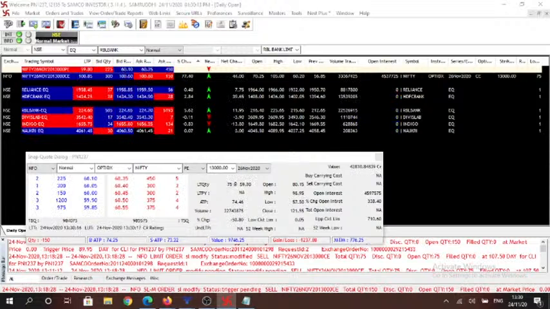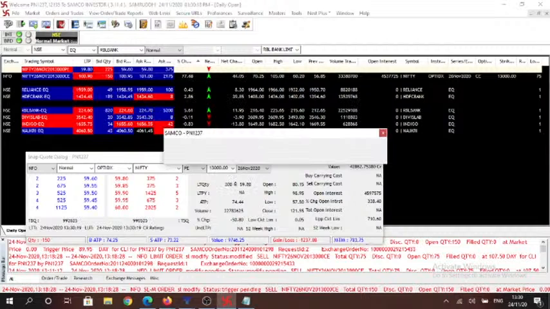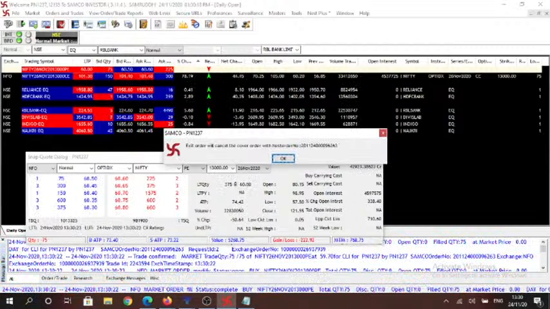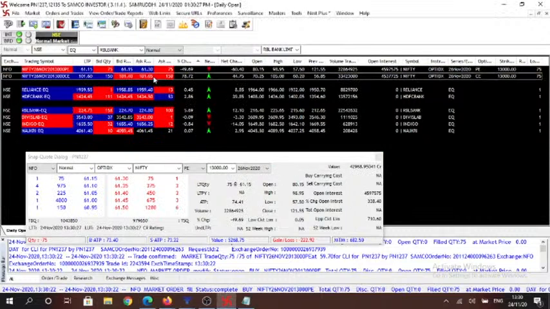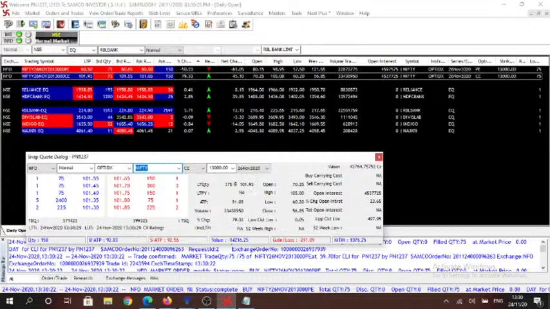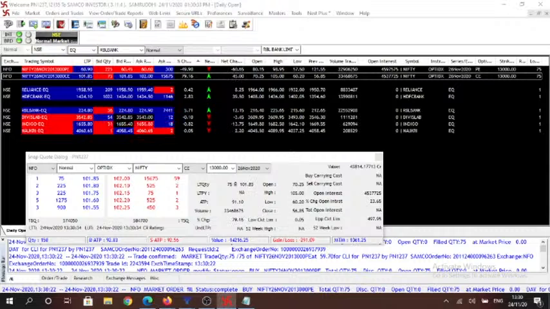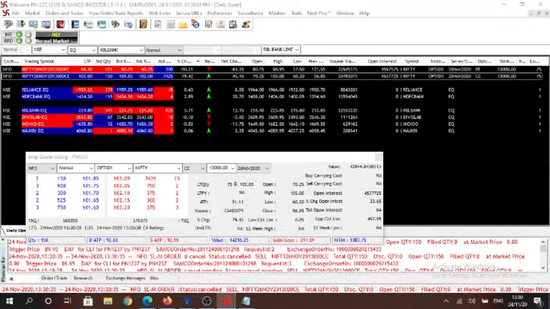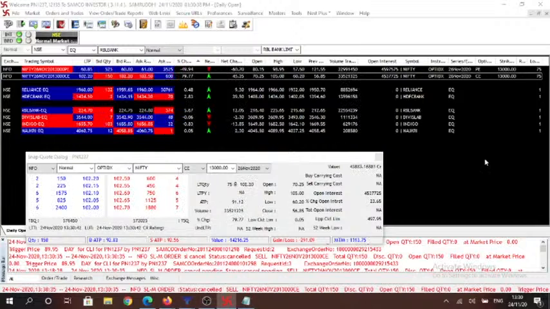60.25 is the low. We have made a new low. Low inputs. I'm exiting one lot. At 59.70, we have exited one lot. Modify. The call.